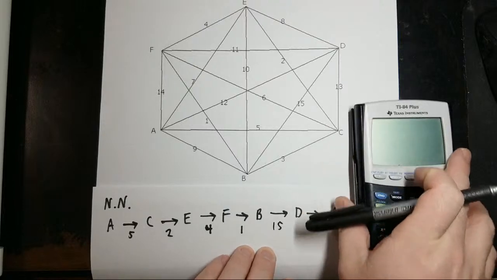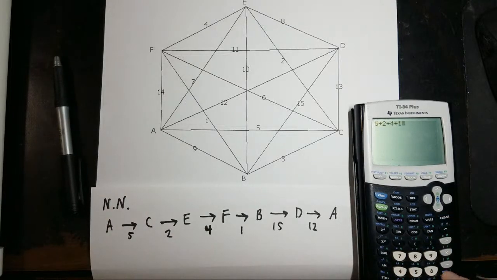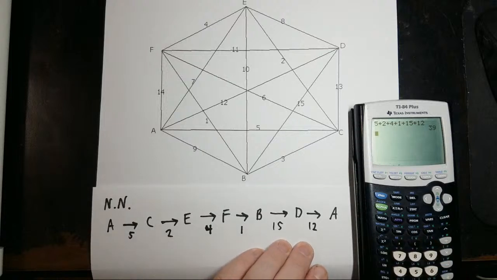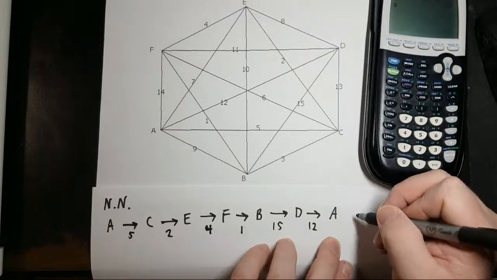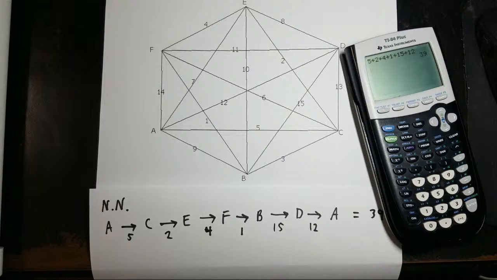What do those add up to? 5, 2, 4, 1, 15, and 12 add up to 39. Now, this could be dollars, this could be miles, this could be anything, really. But this is equaling 39. This is the nearest neighbor path. That's Strat 2.